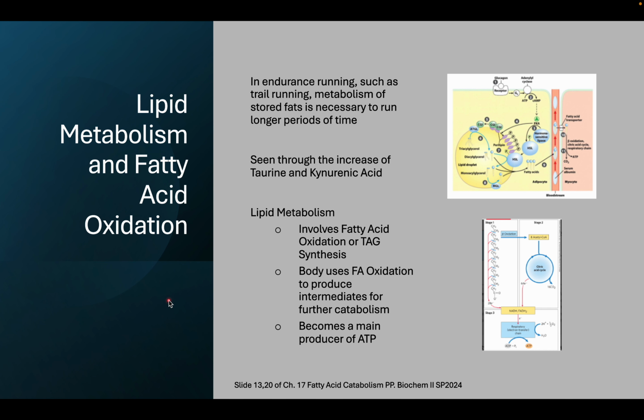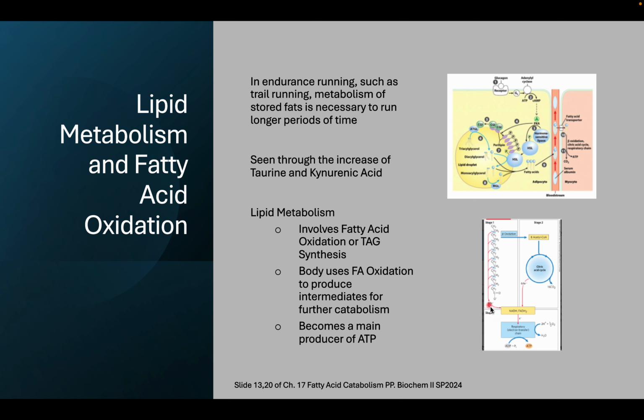Even though we haven't really discussed it in class, lipid metabolism is very important when it comes to producing energy. It involves both fatty acid oxidation and triacylglycerol synthesis, but we're namely going to focus on fatty acid oxidation. The longer you run, the more it takes these stored fats, known as triacylglycerols, in your adipose tissue and breaks down these long-chain fatty acids. Through the breakdown of long-chain fatty acids, you produce both acetyl-CoA and electron carriers such as NADH or FADH2.